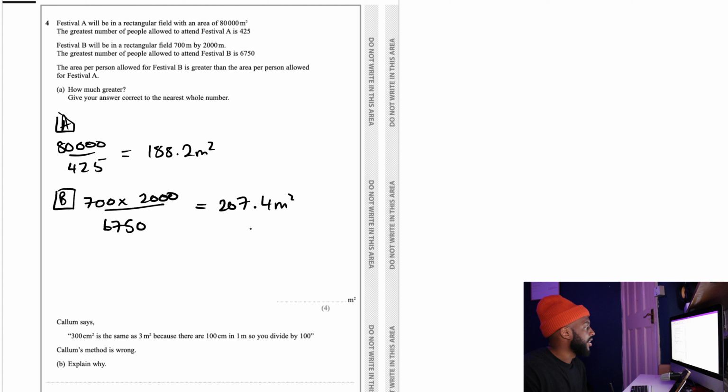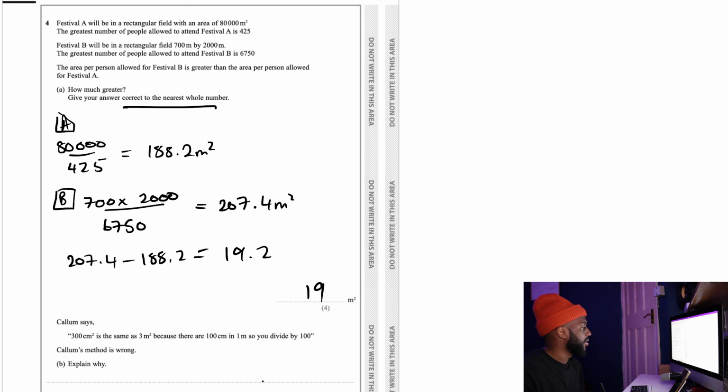and once we do that we get 207.4 meters squared. And it said how much greater space do people have in Festival B. So we're going to do 207.4 minus 188.2, and that's going to give us 19.2. It said give your answer correct to the nearest whole number. I'm going to round that down to 19 meters squared, and that's part A.